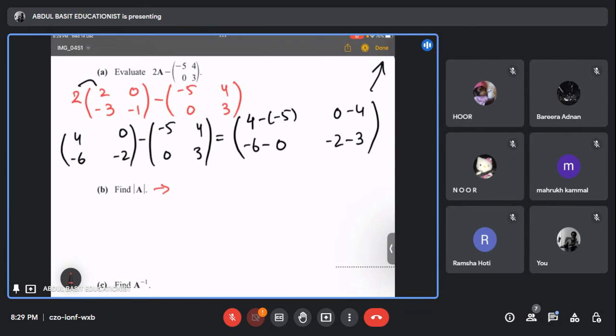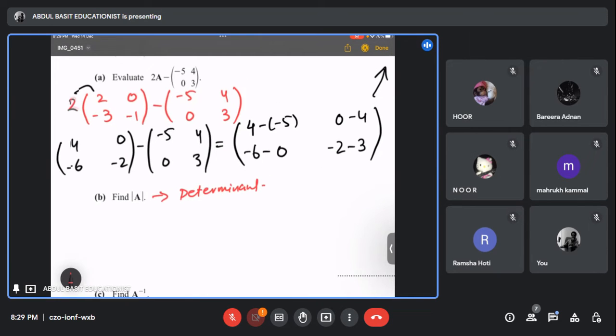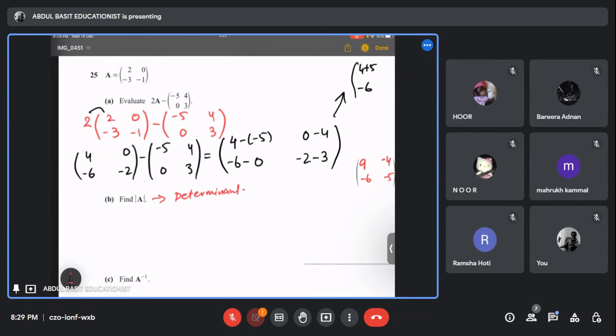Now these lines, they are for the determinant, right, Noor and Hoor? Yes, sir. Determinant means cross multiplication, and the matrix A is 2 into minus 1. So 2 times minus 1 minus 0 times minus 3.